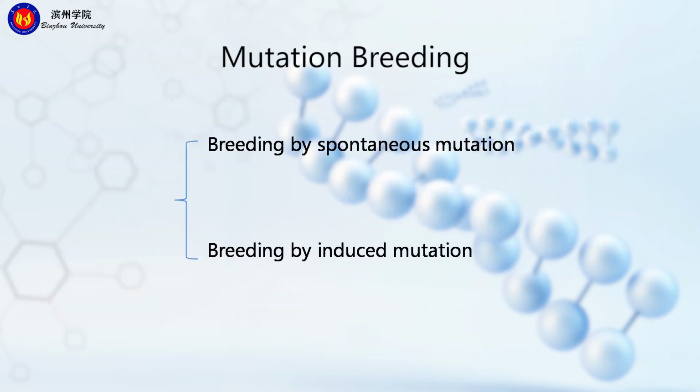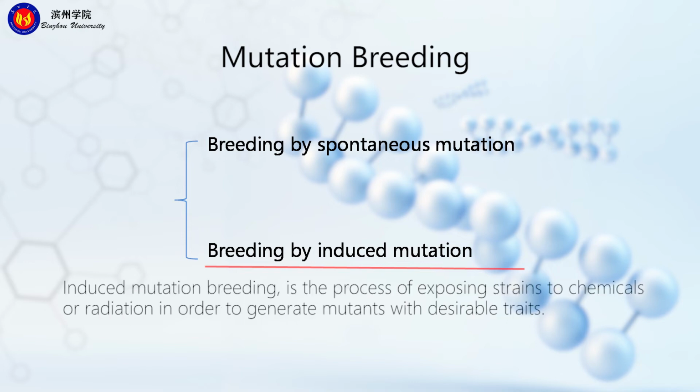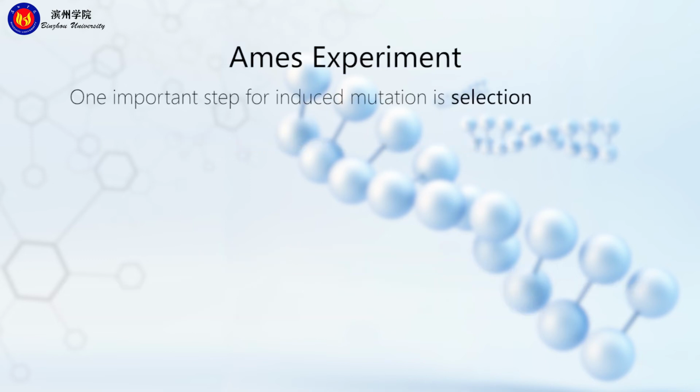Generally, there are two types of breeding. One is breeding by spontaneous mutation, which is time and labor consuming, while another, breeding by induced mutation, is more efficient. The induced mutation breeding is the process of exposing strains to chemicals or radiation in order to generate mutants with desirable traits. One important step for induced mutation is selection of mutagen.